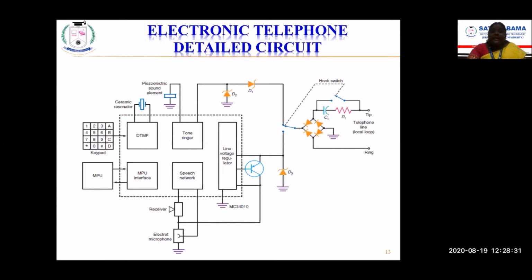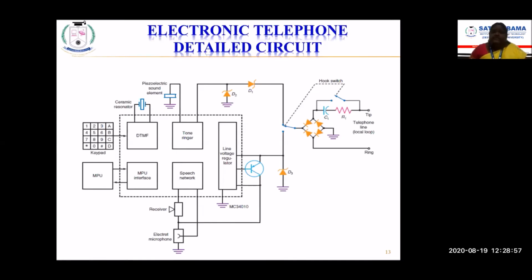So again I tell you, whenever you keep the handset on the hook switch, it will be in an open loop condition, so it will not be physically connected. But the hook switch will be connected from the bridge rectifier circuit to the tone ringer circuit via the diodes D1 and D2. All these are Zener diodes. Okay, D1 and D2. And then we will be able to hear the ringing sound.